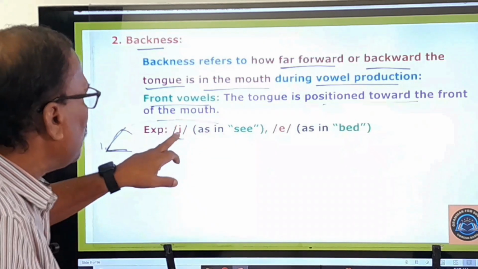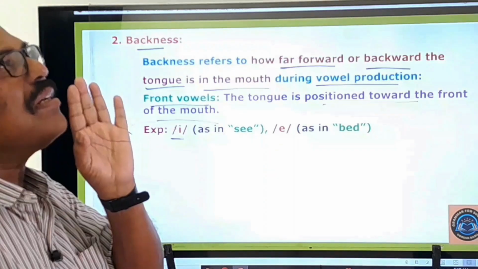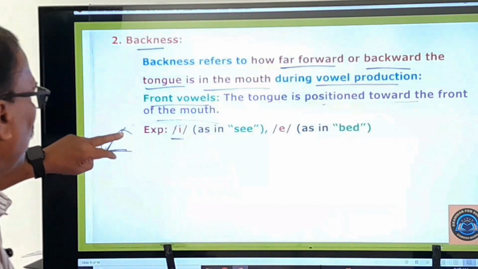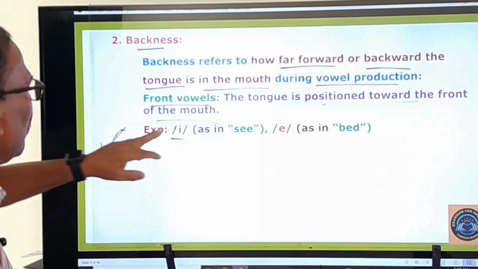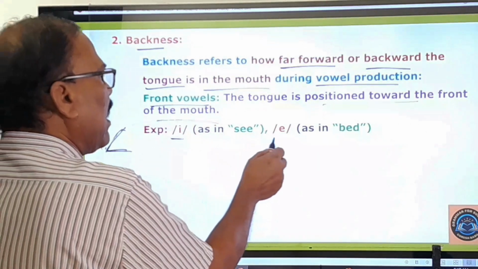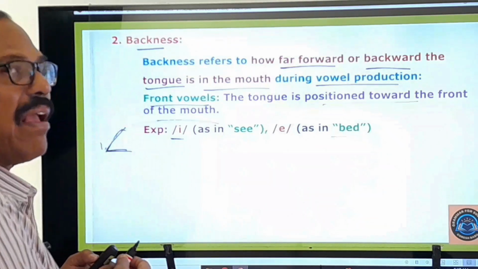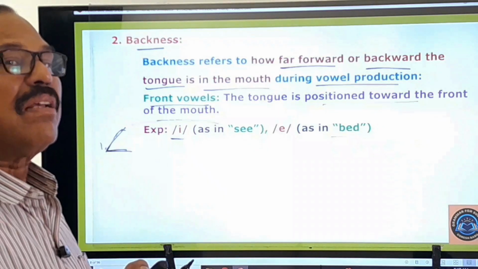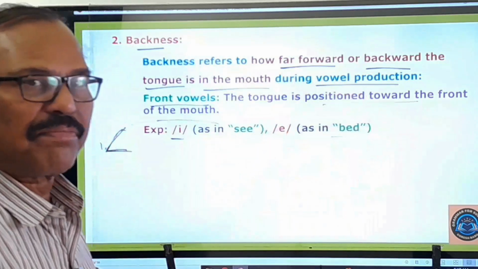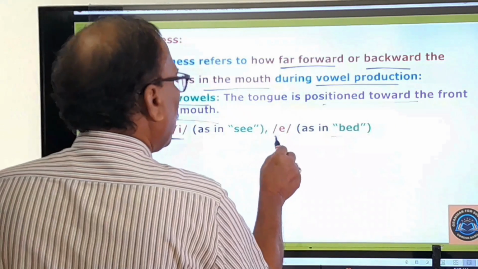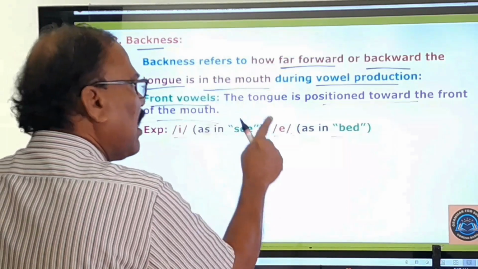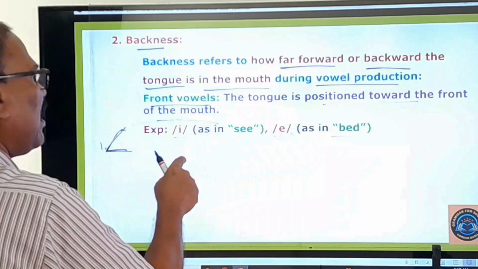Okay, to produce this E sound, what happens? The tongue is positioned high and also forward. Because of these 2 things, this sound is produced. Okay, E, as in E, A. What happens? A means, so the tongue is moving high and also it's moving forward, isn't it? Okay, so these 2 vowels are produced because the tongue is moved forward in the mouth.